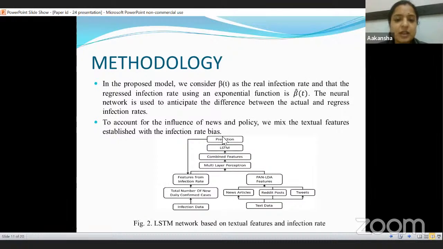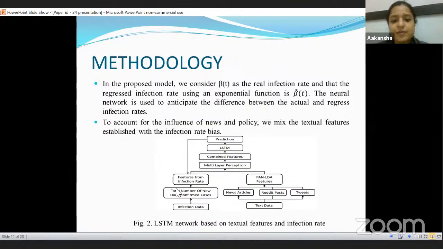So later, this was the model representing how we have merged the two infection data and the textual data. In the proposed model, we have considered this as the real infection rate, and the SIR model is predicting some infection rate. The infection rate that is calculated by the SIR model was then corrected by the LSTM model.